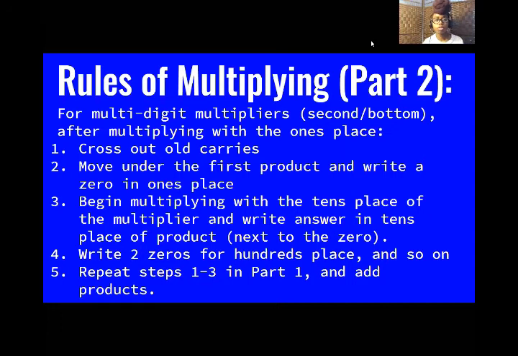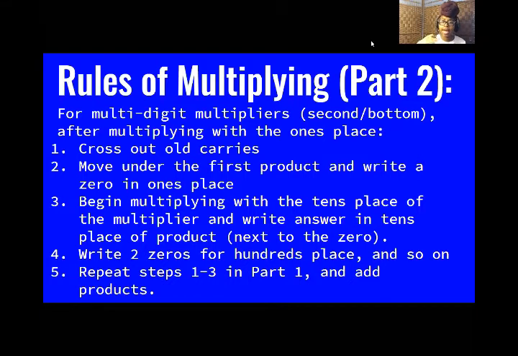So the rules of multiplying part 2. So we're talking about multiplying with multi-digit multipliers, which is the second number. And after multiplying with the ones place, we're going to cross out the old carries. So cross out the current carry that we had, they're now old. We're going to move under the first product and write a 0 in the ones place.